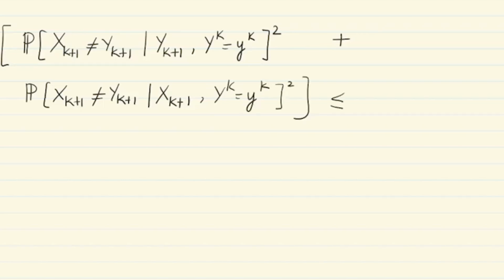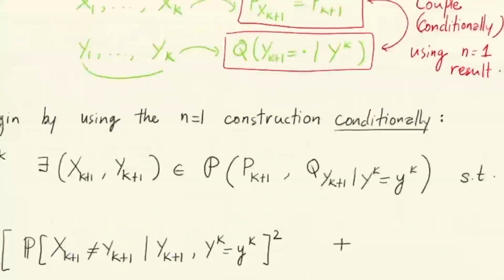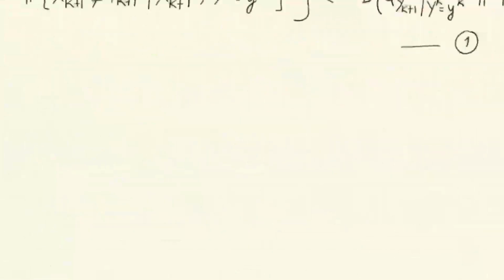is upper bounded by twice, this is the induction hypothesis for n equal to 1, twice the divergence between q of yk plus 1 given yk equal to small y1 through k with pk plus 1. Okay, this is what the induction hypothesis guarantees us. Let's call this statement 1. And now how do we build this coupling? So now we are going to define the formal extension, a new coupling between x1 through k plus 1 and y1 through k plus 1.